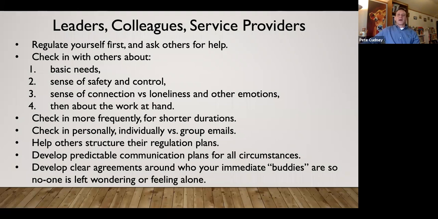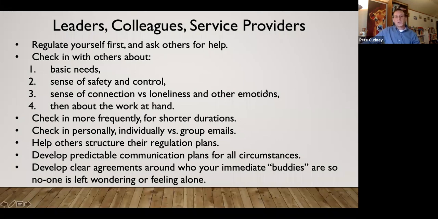Okay. So as leaders, as colleagues with one another, and as service providers, we need to, in this order, first make sure we're regulating ourselves, right? It's going to be really hard to co-regulate someone else if we're not regulated. And also acknowledge that it's okay if you can't regulate yourself, ask for help. That's really, really important. I'm super stressed today. I'm not thinking clearly. I didn't sleep well last night. Can I have a couple of minutes?